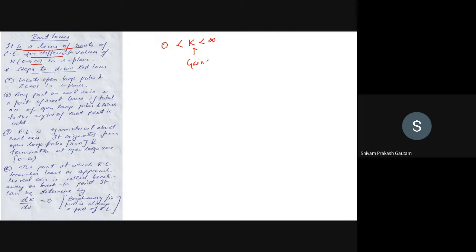So step number one says: locate the open loop poles and zeros in the S plane. Given the open loop transfer function, the first step is to locate the open loop poles and zeros on the S plane. What you have to do is draw the S plane, and on this S plane, draw the poles by a cross sign and zeros by a circle sign. So, this is the first step of drawing the root locus.